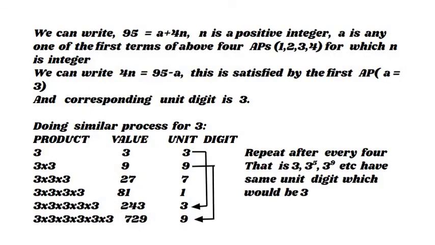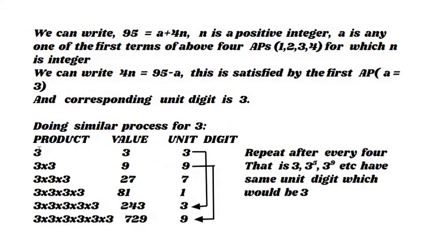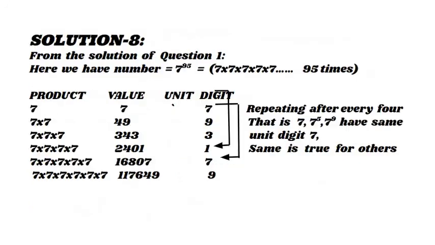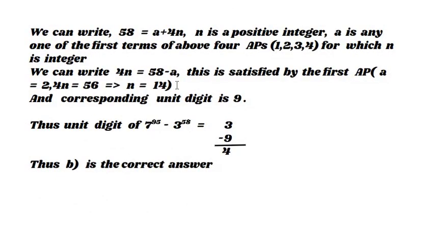Now here again are APs. First AP is 159, second is 246, third is 37. The same APs are here as in question number 1, or in the case of 7. Now we need to find which AP this 58 belongs to. Again we repeat the same process. 58 is equal to a plus 4n. We need to find a so that 58 minus a is a multiple of 4.